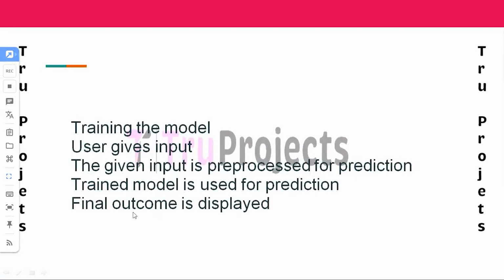And the last one is the final outcome is displayed. The model's prediction for the input image is presented to the user through the Flask web interface. The final outcome indicates the likelihood of the driver being engaged in a specific distracted driving behavior. This information can be used to create awareness about dangerous driving habits and promote safer driving practices.